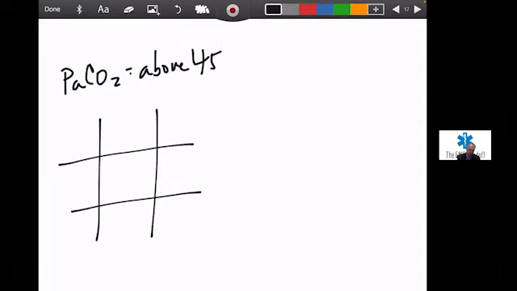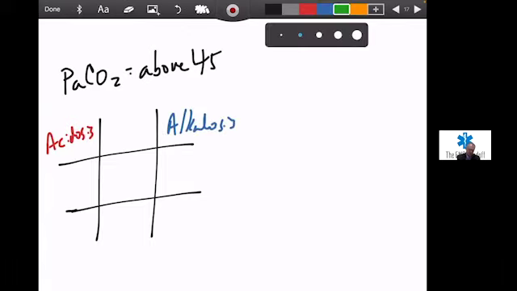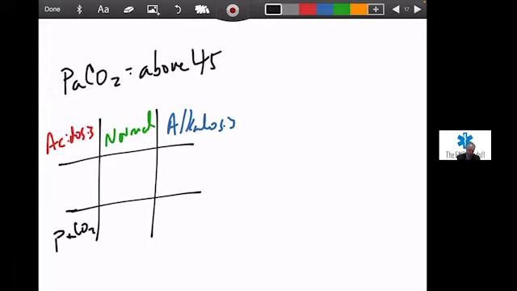So our pH is going to go in that first open one there. So we'll put acidosis here. We'll put alkalosis here. We'll put normal there. So if the PaCO2 is above 45, then we're going to write it down here, because that is acidosis. If our PaCO2 is between 45 and 35, then we place it in the normal range.